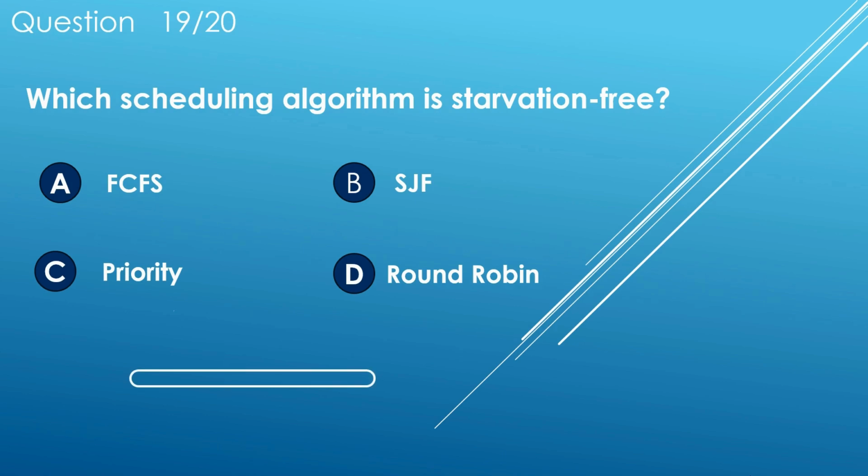Which scheduling algorithm is starvation-free? A. FCFS. B. SJF. C. Priority. D. Round robin.